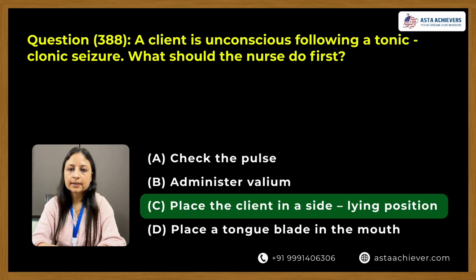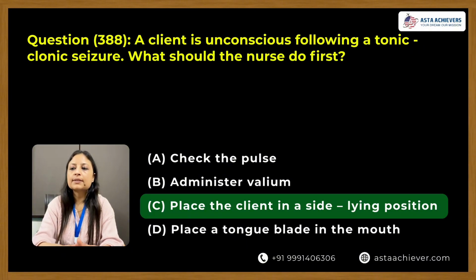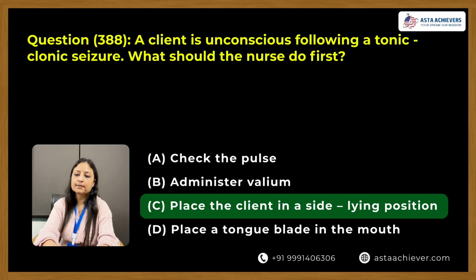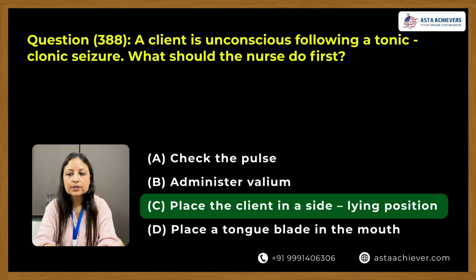Question number 388. A client is unconscious following a tonic-clonic seizure. What should the nurse do first here? Option A, check the pulse. Option B, administer Valium. Option C, place the client in a side-lying position. And option D, place a tongue blade in the mouth. So option C, place the client in the side-lying position is the correct answer, because this position maintains an open airway, drains secretions, and prevents aspiration if vomiting occurs.